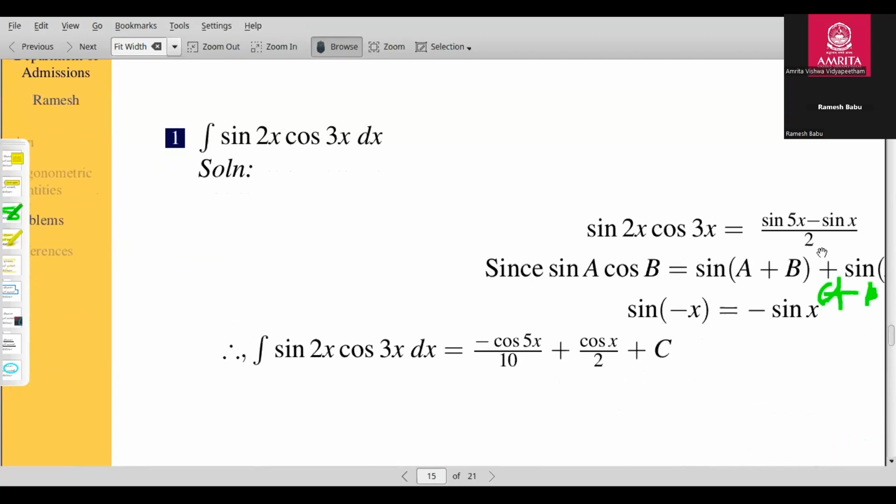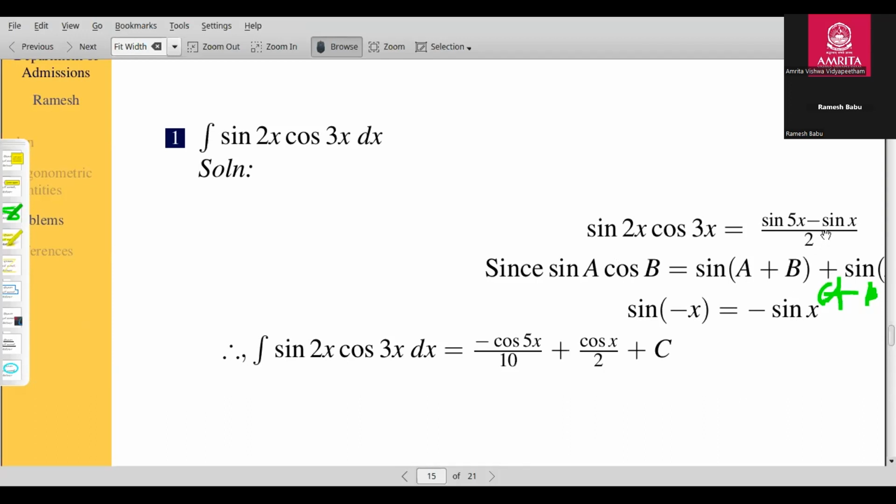So I am applying the formula here. A is nothing but 2x, B is nothing but 3x. Substituting, 2x plus 3x is 5x, and 2x minus 3x is minus x. Sine of minus x is equal to minus sine x. Plus into minus is minus, so sine 5x minus sine x by 2. So sine 2x cos 3x can be rewritten as sine 5x minus sine x by 2.